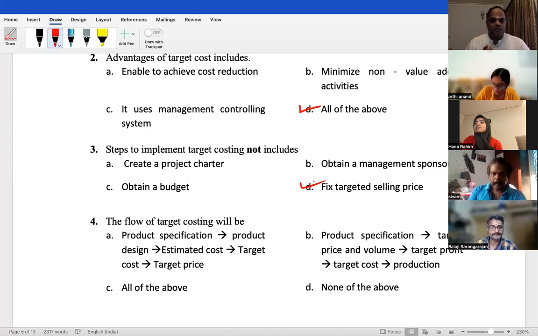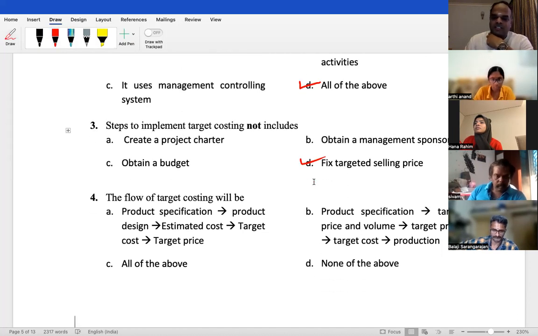The flow of target costing will be: product specification, thereafter product design, estimated cost, targeted price; or product specification, targeted price and volume, targeted profit, targeted cost, production. All of the above, none of the above. Option B, sir. Specification, then price, then profit, out of which the cost. Therefore, B. Good.